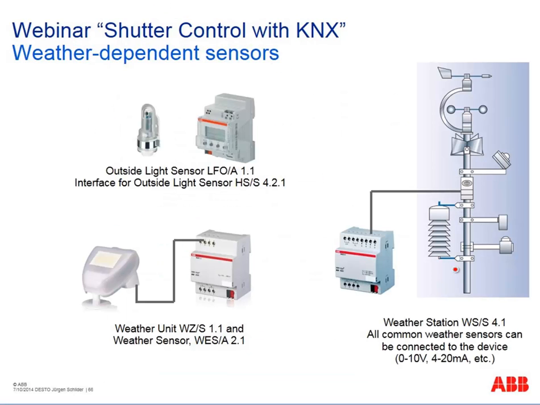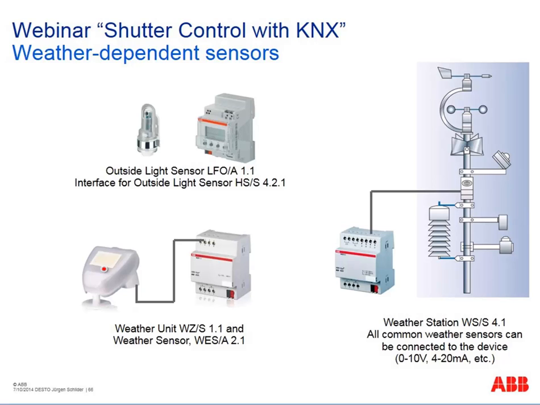Let's come to the sensors, the weather sensors. We have, of course, in our range of KNX devices also some components. If you need only a brightness sensor for sun-dependent shutter control or blind control, you can use our HSS 421 with a dedicated sensor. Or you use our weather unit, which consists of a KNX device plus a multi-purpose sensor, which has brightness sensors integrated, wind sensor, but also rain sensor.